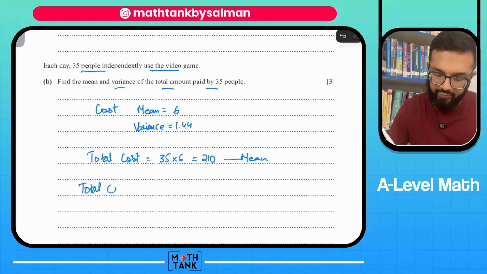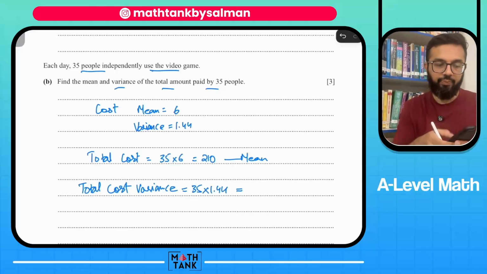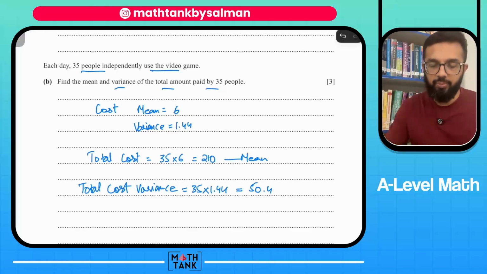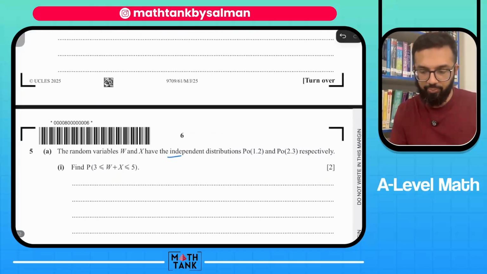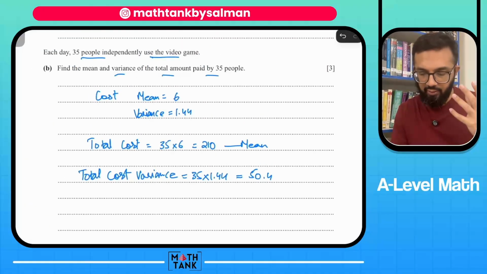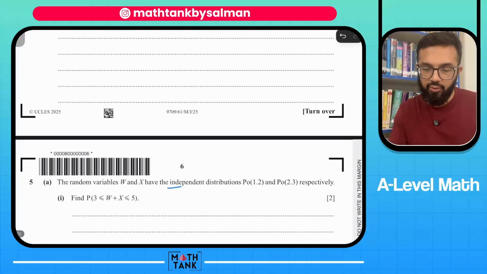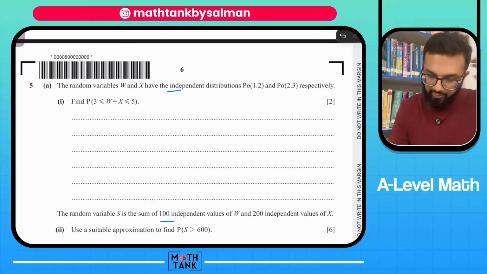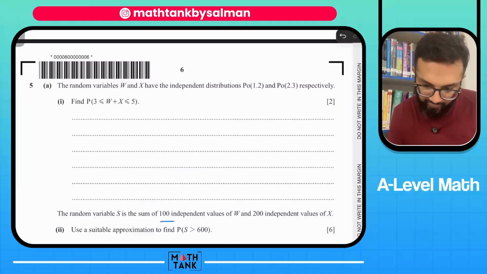Total cost variance is also going to be 35 into 1.44, because multiple observations of the same variable. So 50.4. Okay, there's a difference between squaring and not squaring, and you need to know that difference. It's pretty detailed in the chapter, right? So there's just one question out of it, because I'm choosing 35 observations of the same video game. I'm just multiplying by 35 and not by 35 squared.